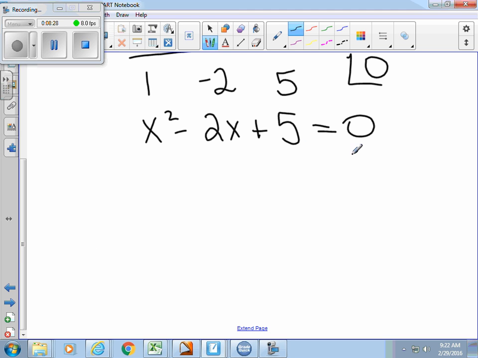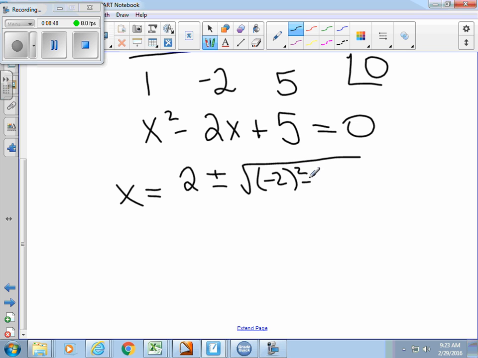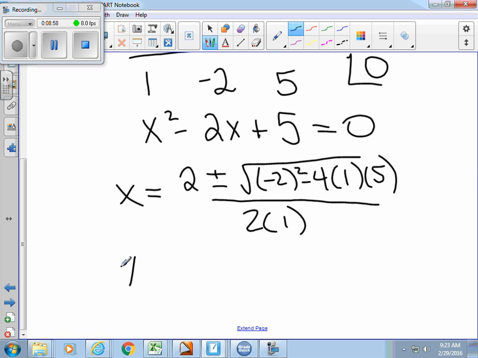So how do I solve this if it's not factorable? Or, and I want to practice this since it's been a while, quadratic formula. Negative b plus or minus the square root of b squared minus 4 times a times c all over 2a. Now, do you have a calculator program that will do this for you? What is it called?